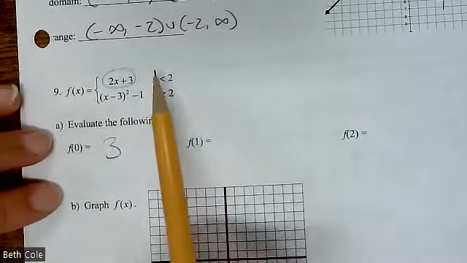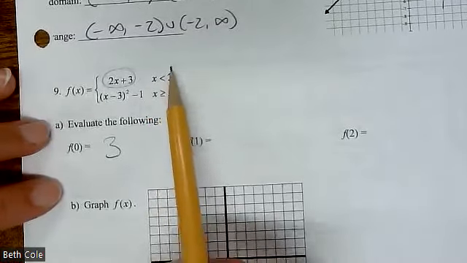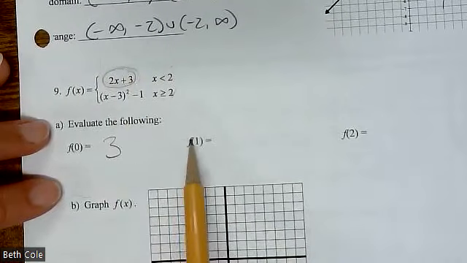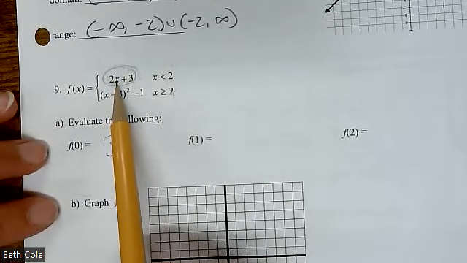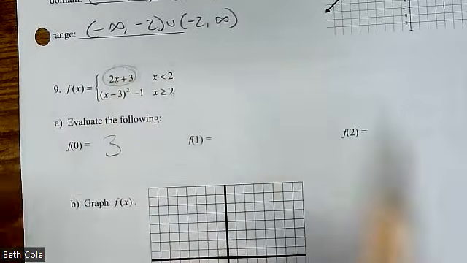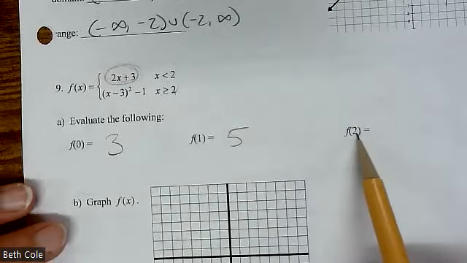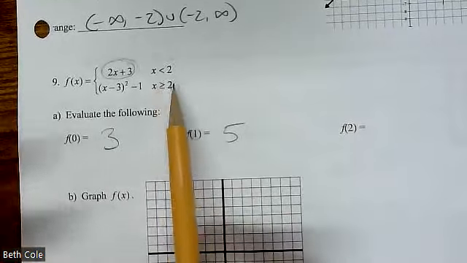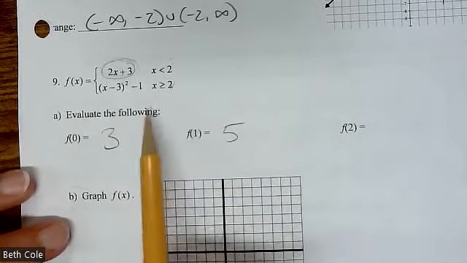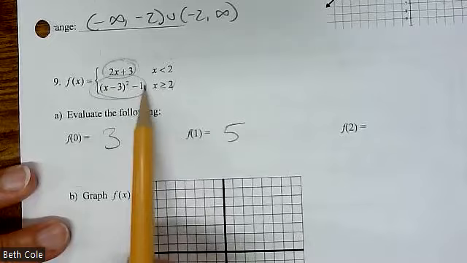Is 1 bigger or smaller than 2? Smaller. So same thing, you're going to use the first one. If you plug in 1 for x to that, what do you get back out? 5. 2 plus 3 is 5. And then how about 2? Which piece does 2 belong in? Yep, the second one.